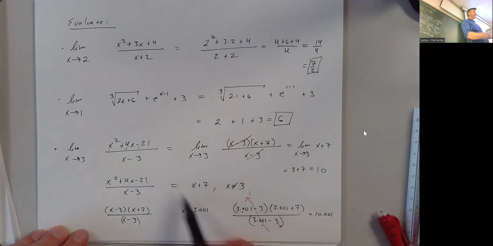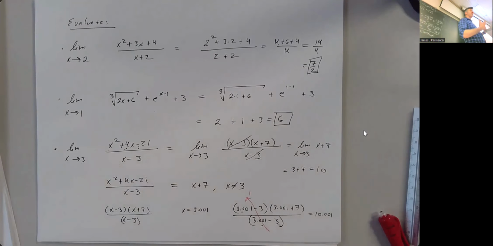That's why this works: what's happening at 3 doesn't matter, so I can cancel the x minus 3s and not have any problems. And then you can just substitute in 3 for the remaining x, which is nice.